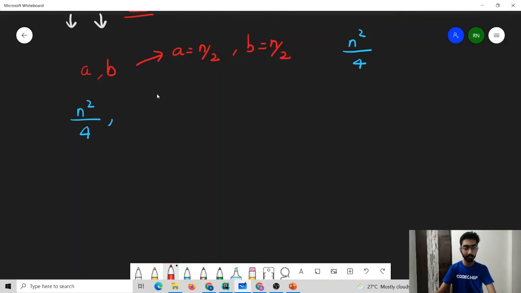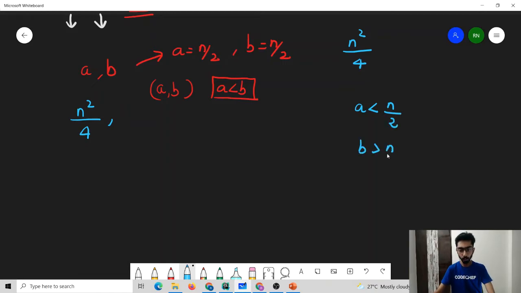Let us consider that we have an optimum solution (a, b), and let us assume that a is lesser than b. We can do this because we can maintain the generality. Now if a is lesser than b, it's for sure that a is going to be less than n by 2 and b is going to be greater than n by 2. Now let me assume that I am going to write a as n by 2 minus delta and b as n by 2 plus delta.